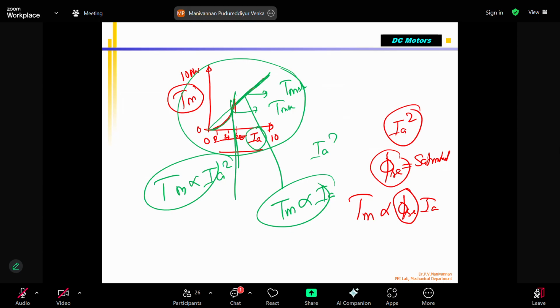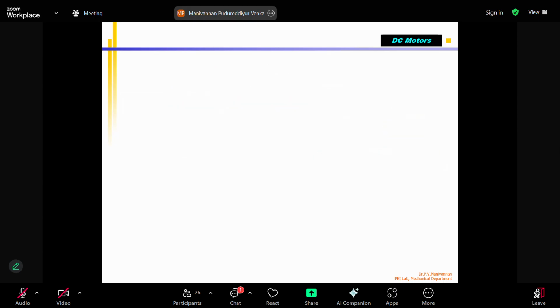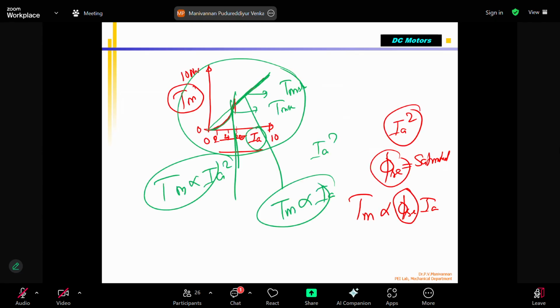Sir, I have a question over here. Can I ask? Please. Sir, why the current is... Tell me. Yes, sir. Why is the current saturated? What is the limiting parameter which ensures that the current is saturated?